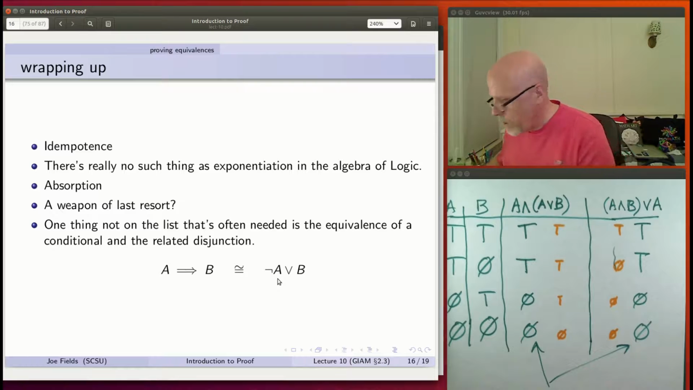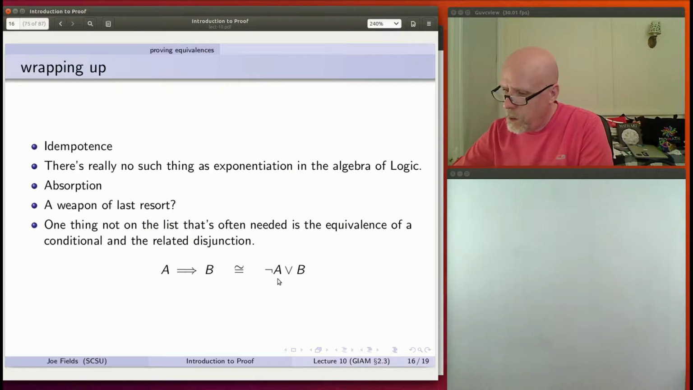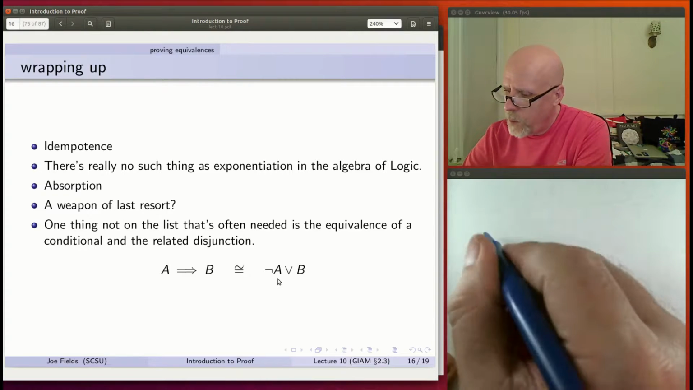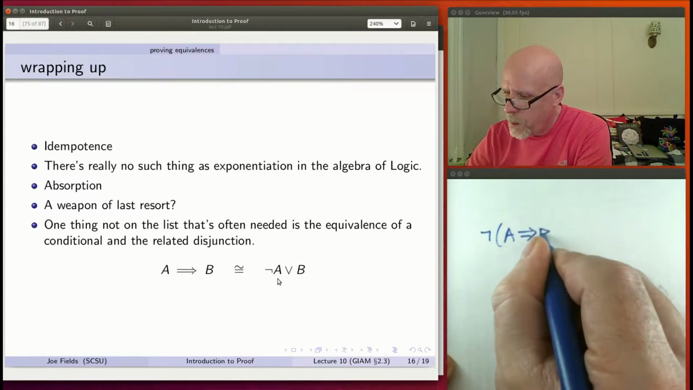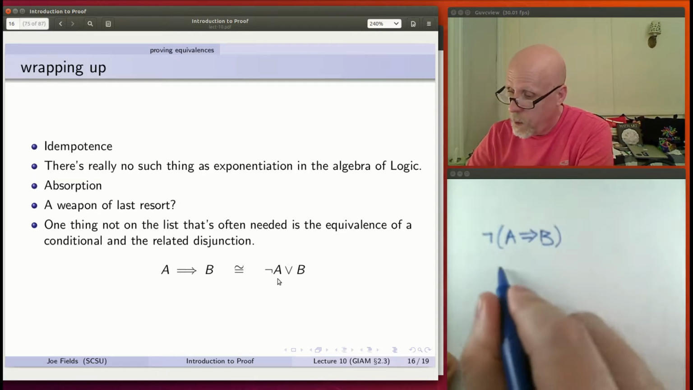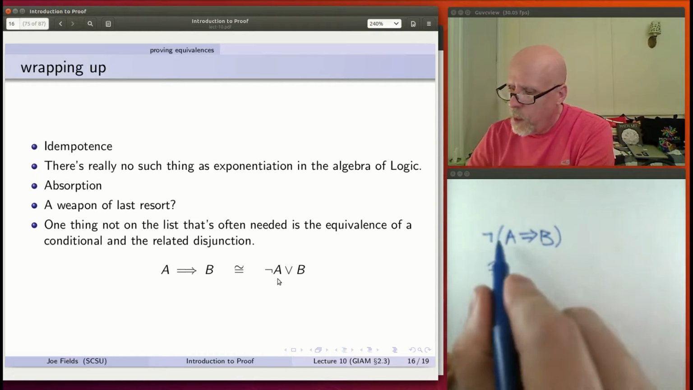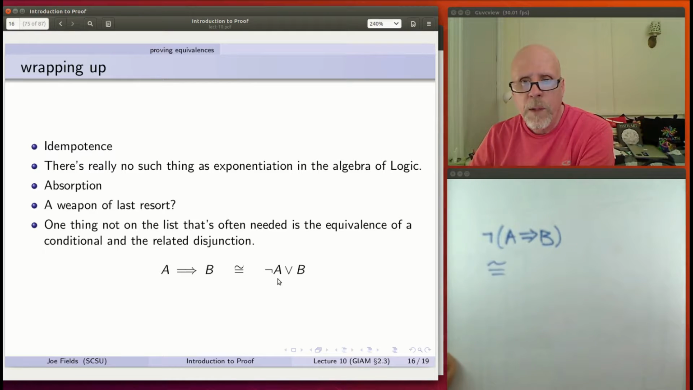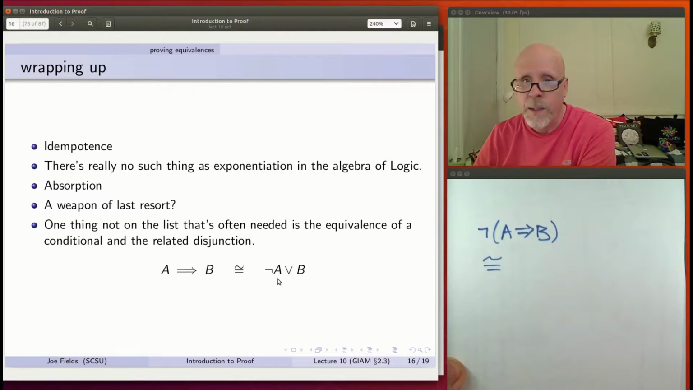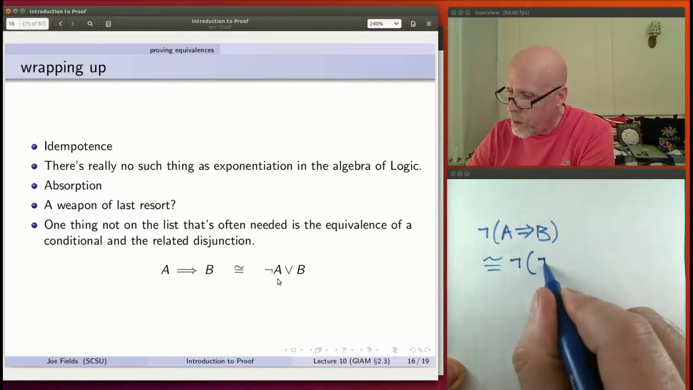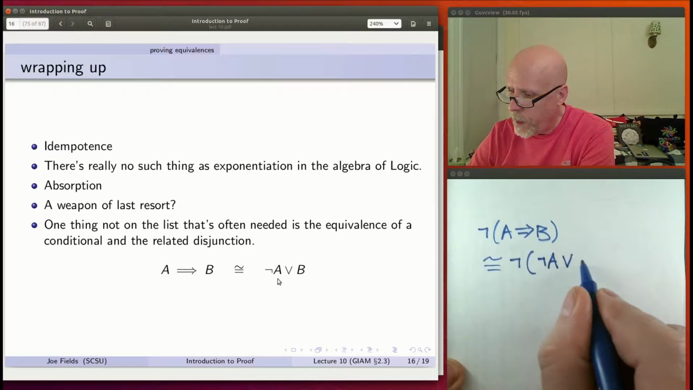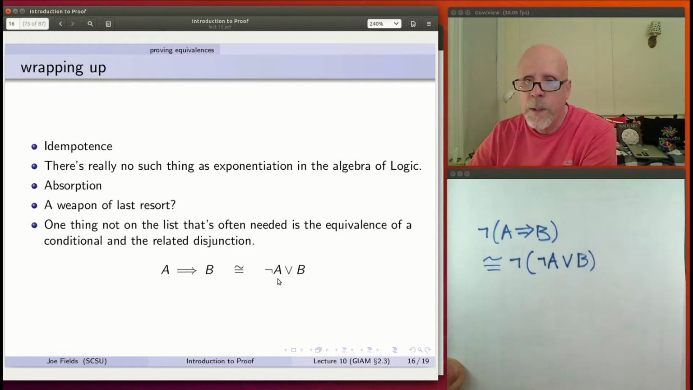Let me give you a quick example of an equivalence using that. If I wanted to figure out what's the negation of A implies B, well, that's equivalent to... I don't know how to negate A implies B. Actually, we do know how to do that because we proved it with a truth table, but let's pretend we hadn't seen that. But I do know that A implies B can be replaced with this disjunction, not A or B, right?